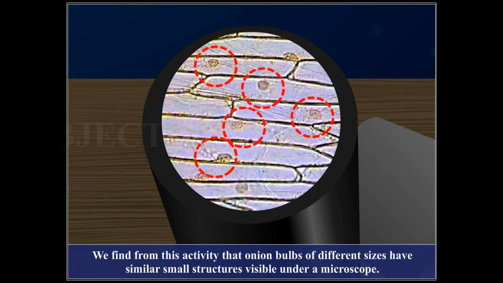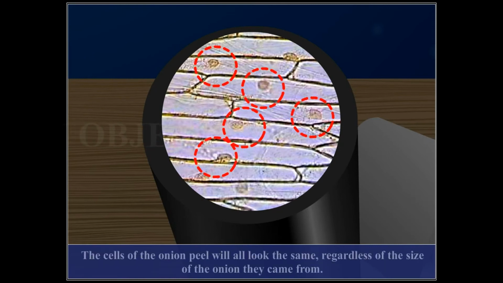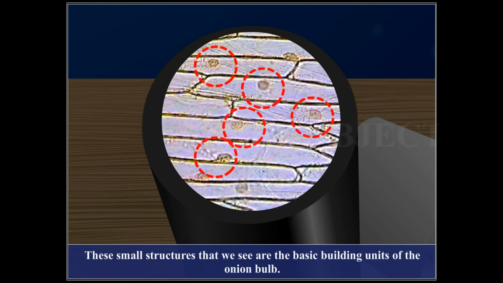The cells of the onion peel will all look the same, regardless of the size of the onion they come from. These small structures that we see are the basic building units of the onion bulb. These structures are called cells.